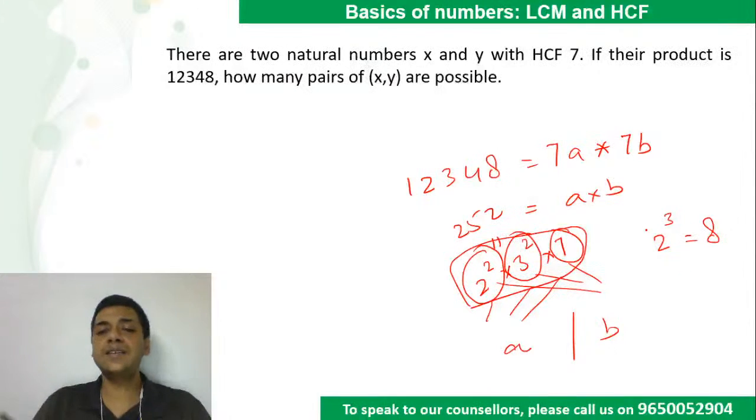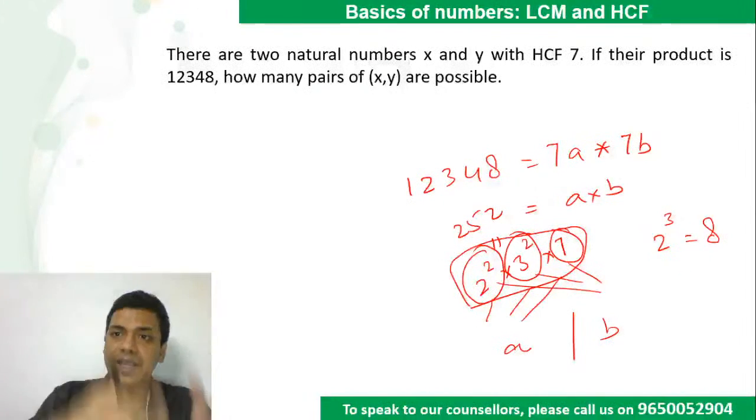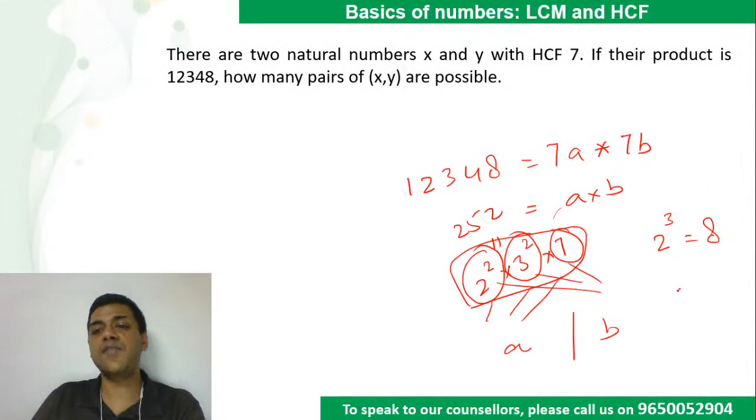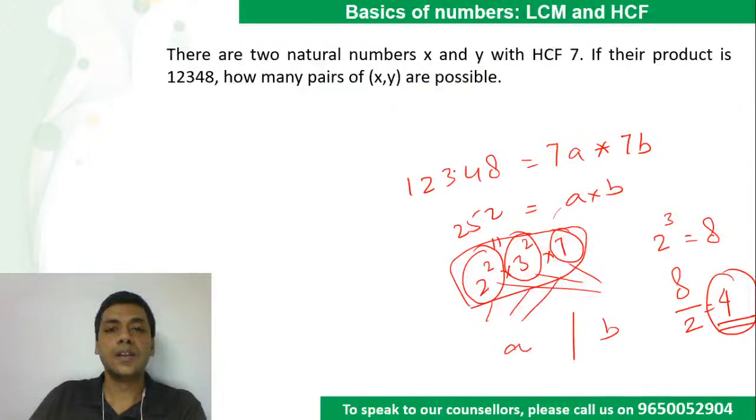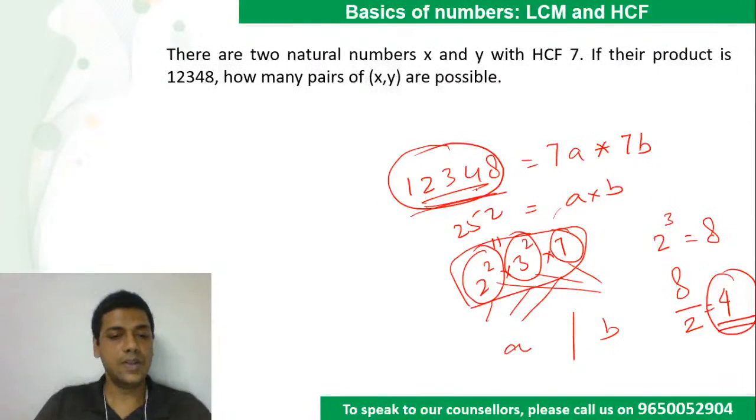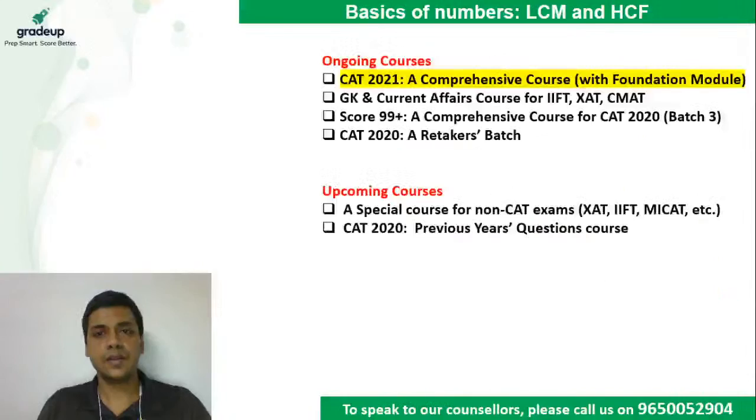So in 8 ways these numbers can go to either A or B, but then every pair will get repeated once, just like what we discussed a couple of questions back. So the total number of ways would be 4. There are 4 pairs of natural numbers whose HCF would be 7 and product would be this number. Okay, so that's all from my side.